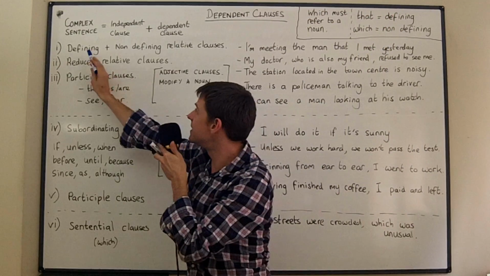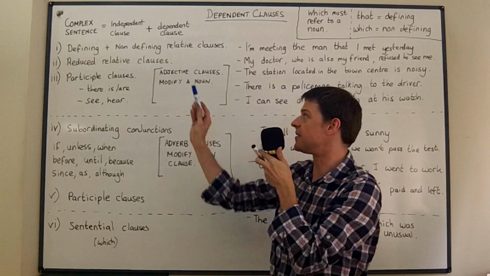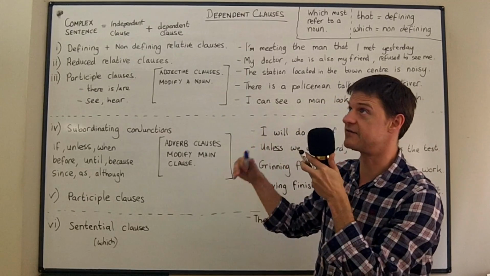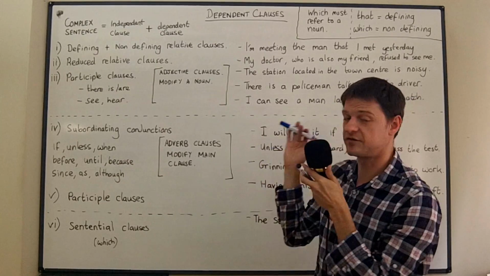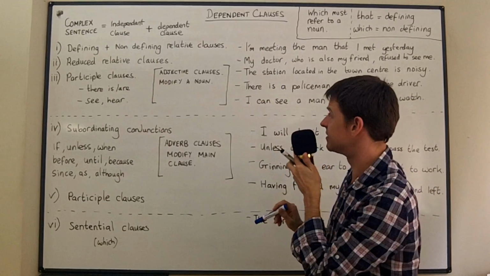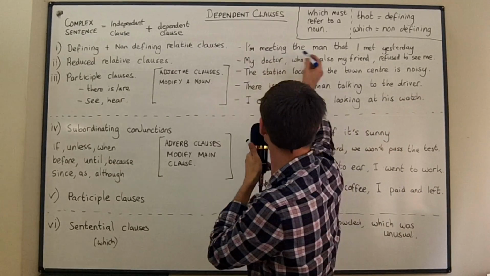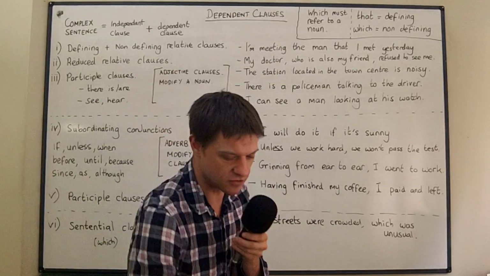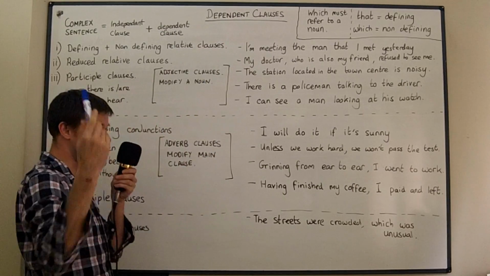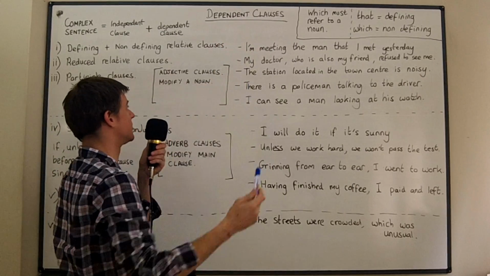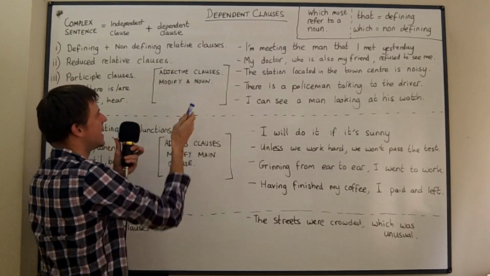Let's start with defining and non-defining relative clauses. If you want to know the difference between defining and non-defining, or restrictive and non-restrictive relative clauses, please go to my lesson on relative clauses. I will link to it on this video, and I look at the difference. But just to remind you, I've got two examples here. Defining and non-defining relative clauses. They are adjective clauses. They are subordinate clauses. They're a type of dependent clause, and we call them adjective clauses because they modify a noun.